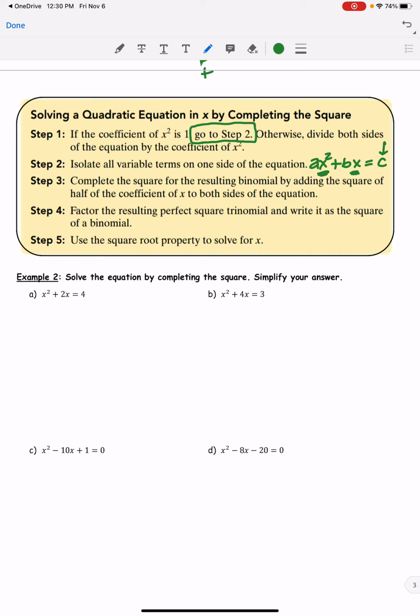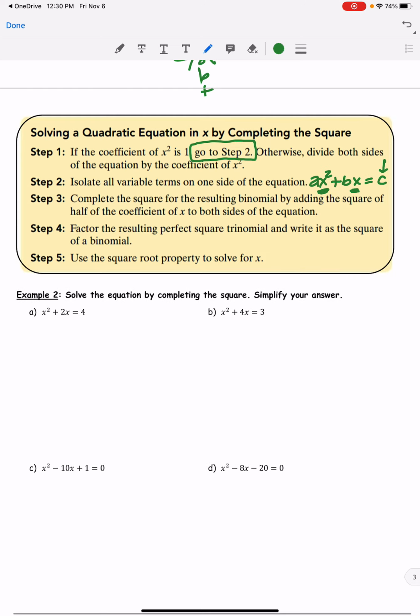So then step 3 and 4 is what we just practiced. Step 3, complete the square, well, we already did that. This is your b squared, or b divided by 2 quantity squared. Step 4 is factor the resulting perfect square trinomial. So we're going to have x plus a number quantity squared, or x minus a number quantity squared. And then step 5, use the square root property to solve for x. That was the first examples we did.